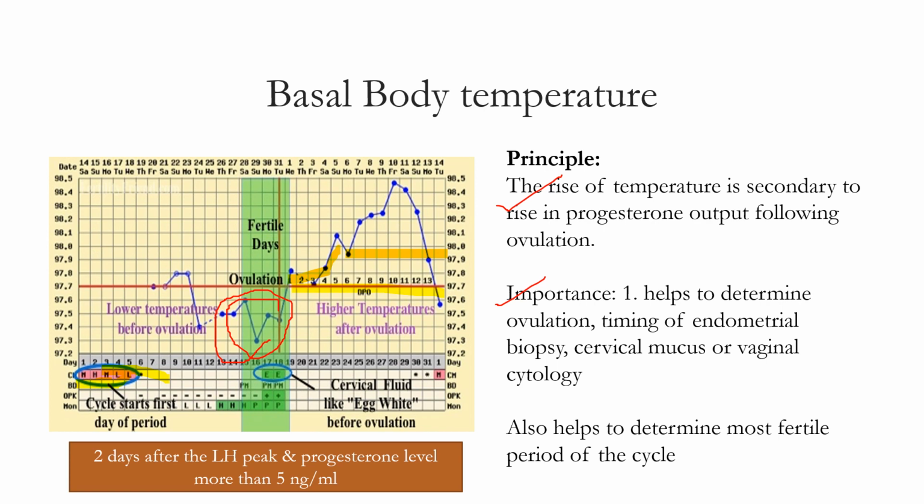The demonstrable rise actually occurs about 2 days after LH peak and with the peripheral level of progesterone greater than 5 nanograms per ml.